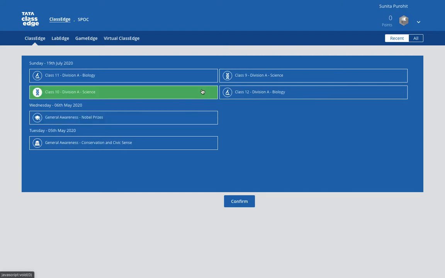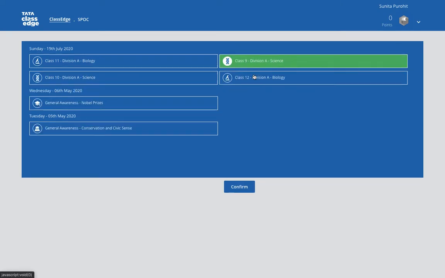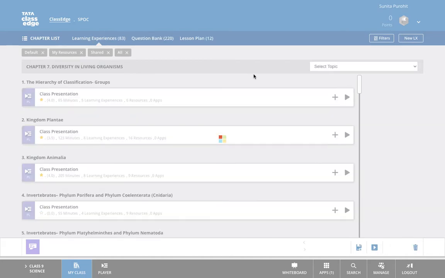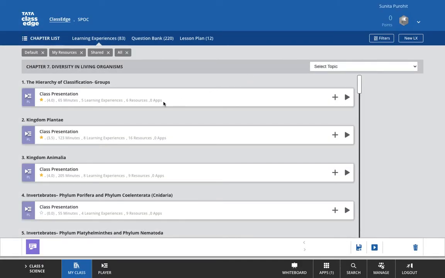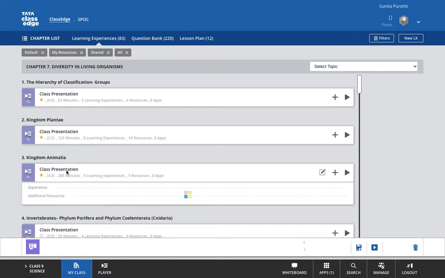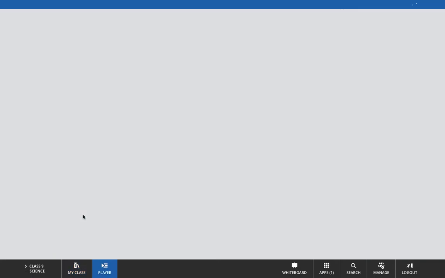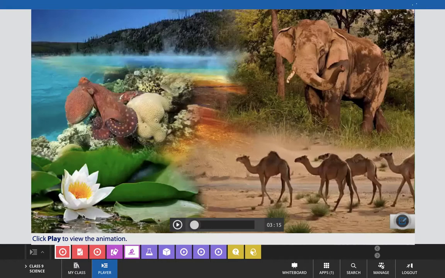For this, we are moving to our class 9th recapitulation. And here we will talk about the kingdom Animalia. For this, we will move to a jungle safari.